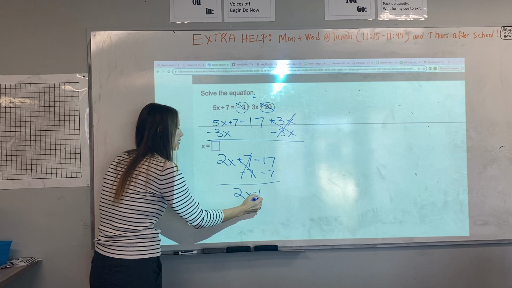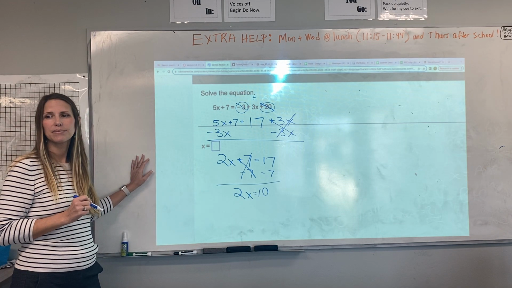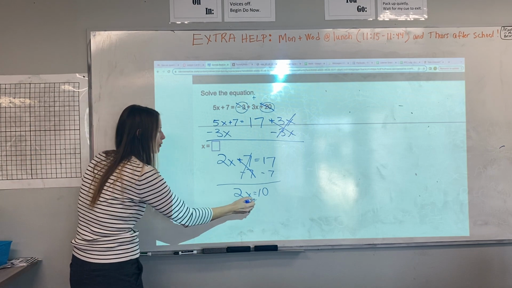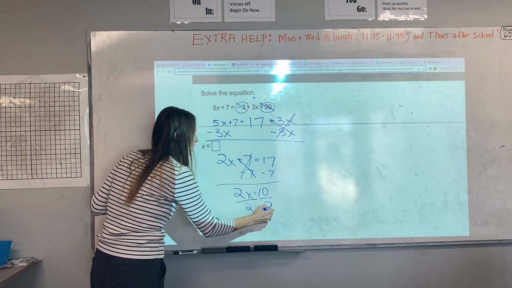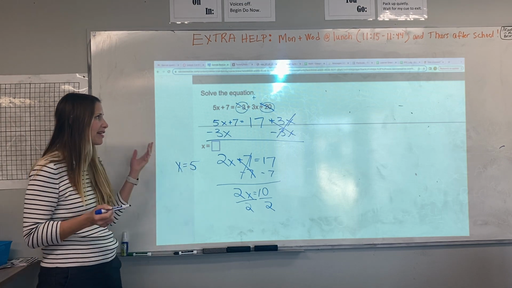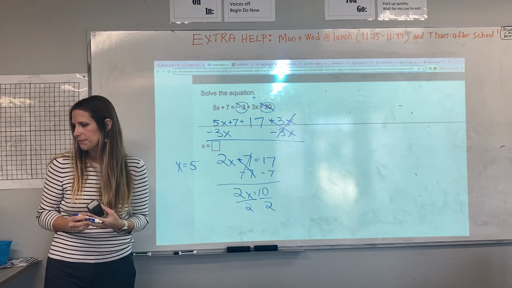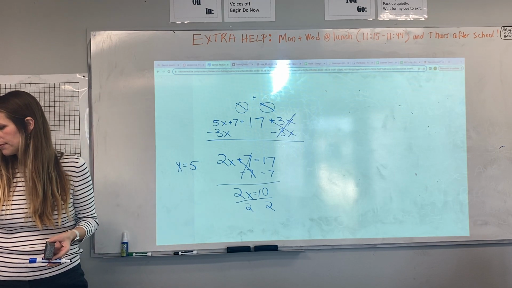2x equals 10. And then what, Melanie? Divide by 2 on both sides, and I get x equals 5. You can plug that back in, make sure everything's right. That's it. I need help on 3 problems.